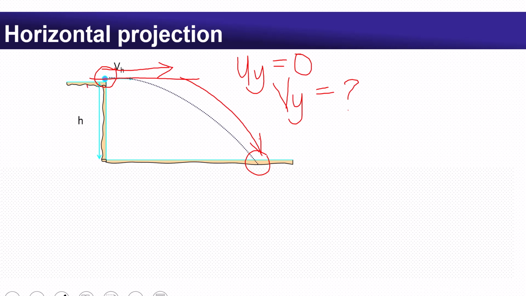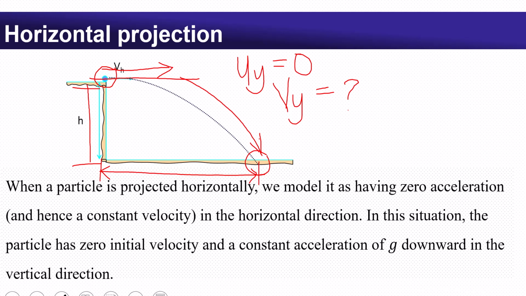This height you see here is the vertical distance, or the distance traveled in the y, and the distance traveled in the x will be this distance up to where the stone hit the ground. So here you'll always have to consider the motion of the particle in two directions if you want to pass projectiles. So when a particle is projected horizontally, we model it as having 0 acceleration.